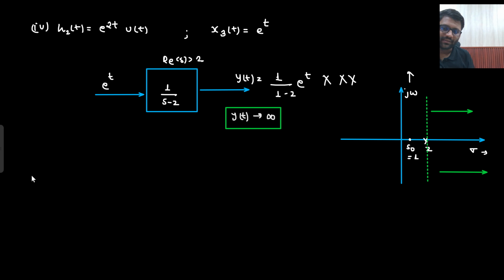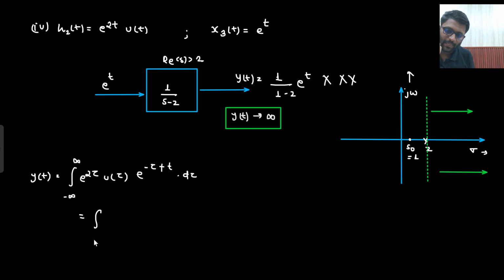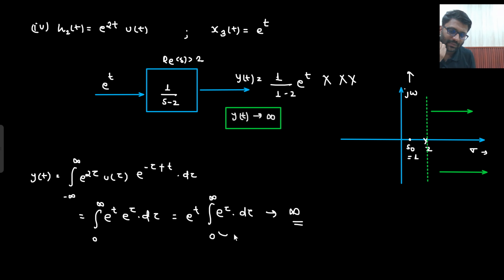And surely you can verify it. How will you verify? Minus infinity to infinity, e to the power minus 2 tau as it is, this one inverted and then shifted, d tau. So 0 to infinity, e to the power t, e to the power tau, d tau. So e to the power t times the integral from 0 to infinity of e to the power tau d tau. This will throw infinity only, because this particular integration throws infinity. So the answer is infinity, which you can verify from this basic method as well. So did you understand the conclusion?